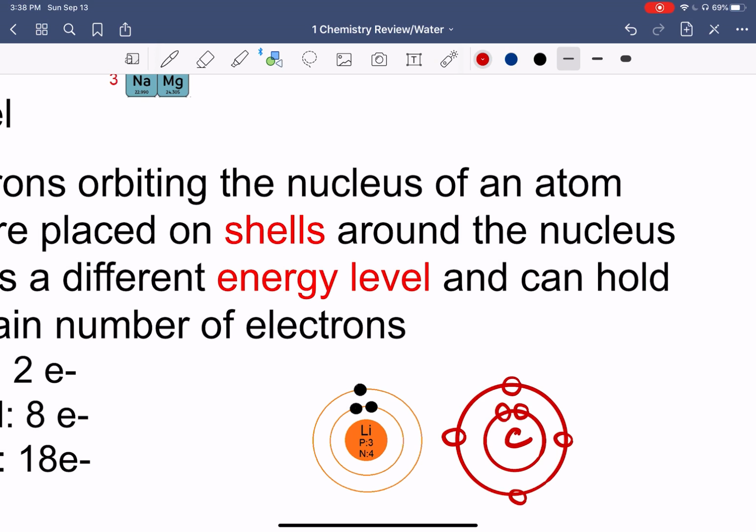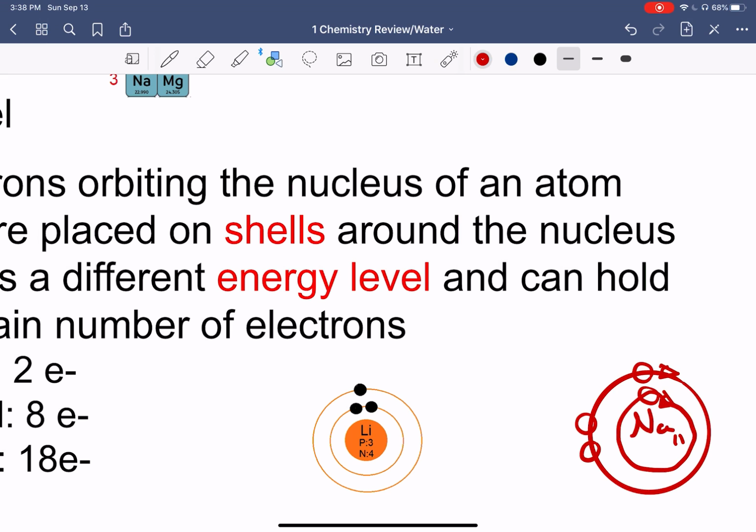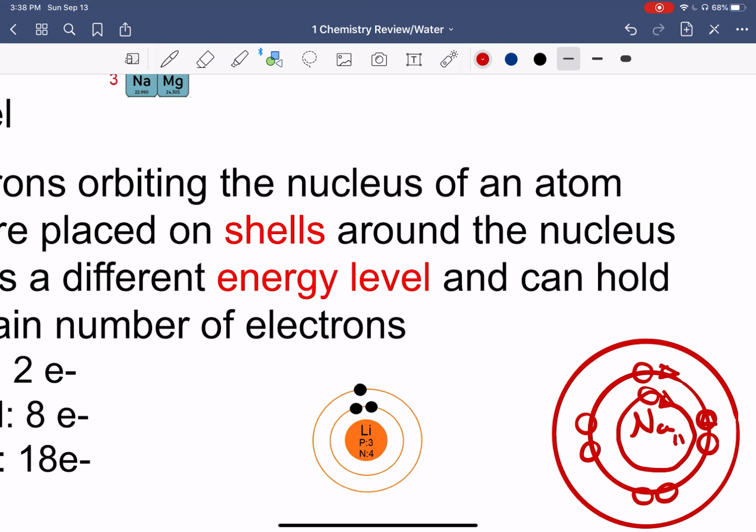But here's the thing, drawing all of those in there sort of gets tedious. Sodium has a bunch. It actually has 11. So if we wanted to draw that out, 1, 2, 3, 4, 5, 6, 7, 8, 9, 10, 11. All right. So that just kind of gets tedious, just drawing all of those inner rings and stuff out.